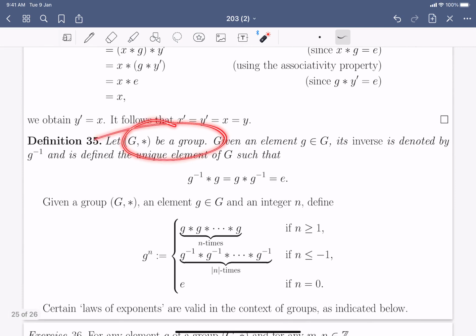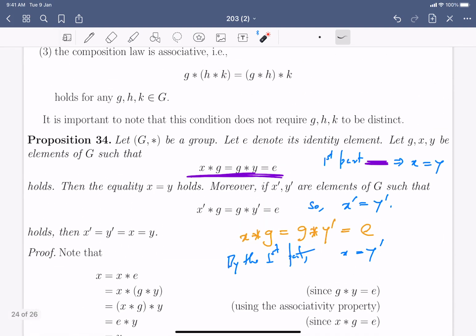So if you have a group G, then given an element g inside G, its inverse is denoted by g raised to minus 1. Now you still do not know what the inverse is, because I have only told you its notation. It is defined to be the unique element inside G such that g inverse star g equals g star g inverse equals e. In other words, g inverse is this element x, and it is also y, also x prime, also y prime.